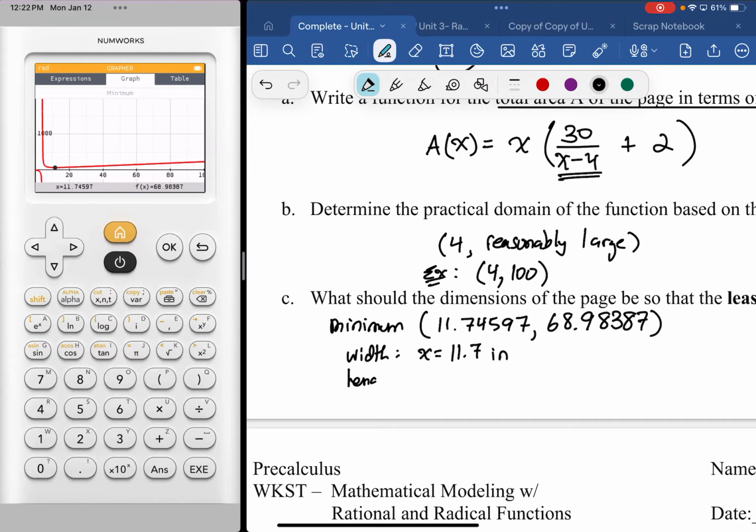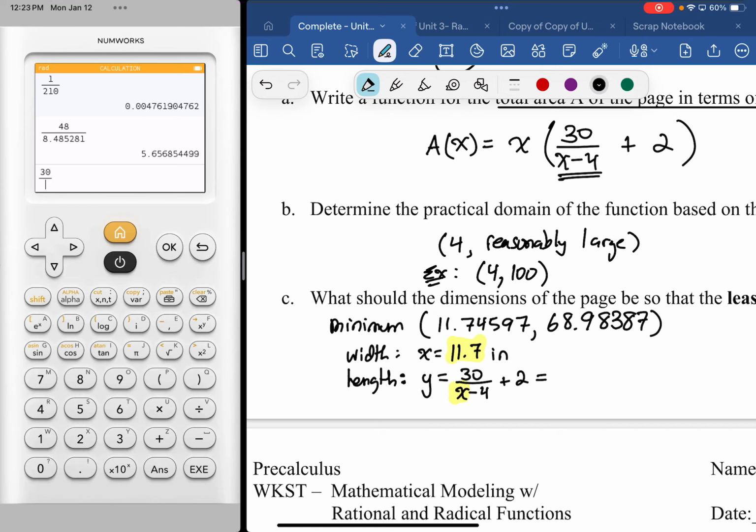The length, that's the Y value, which was 30 over x minus 4 plus 2. All right. So we have a little bit of algebra. Well, it's a computation. We have to plug the 11.7-ish in for x and then solve. So I'll go to my calculation app.